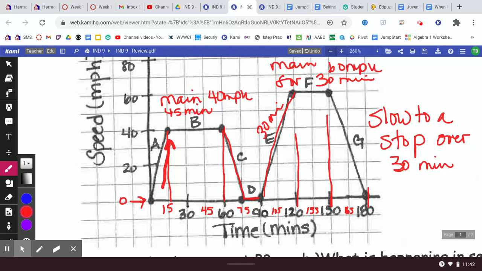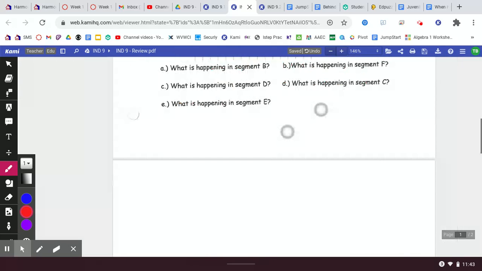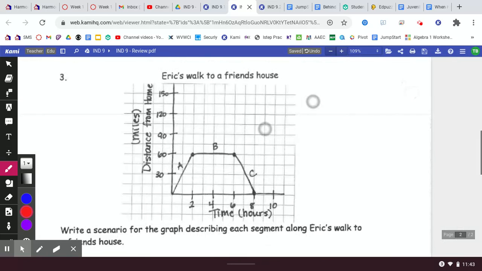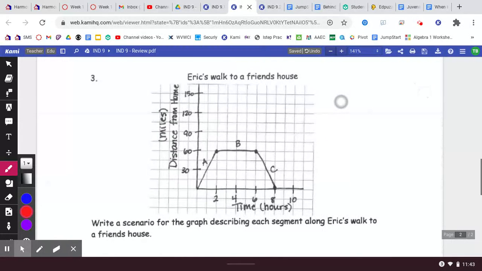All right, are we good on how to pick apart a speed graph? You guys seem to do pretty well with that. All right, let's see. This one cracks me up. See if you guys can figure out the weirdness of this. All right, so it says, write a scenario for the graph describing each segment along Eric's walk to a friend's house. And this says distance from home.